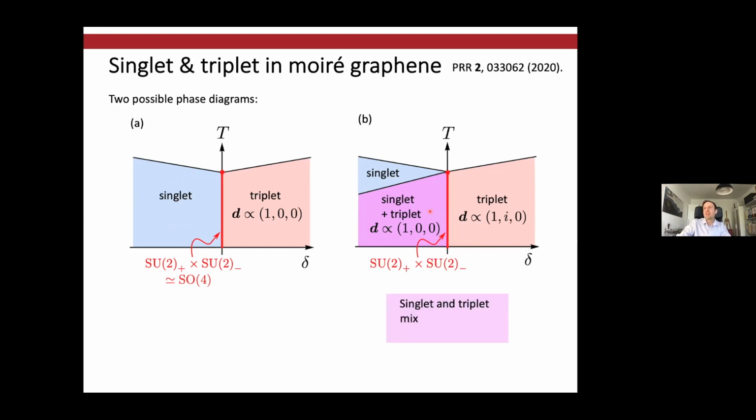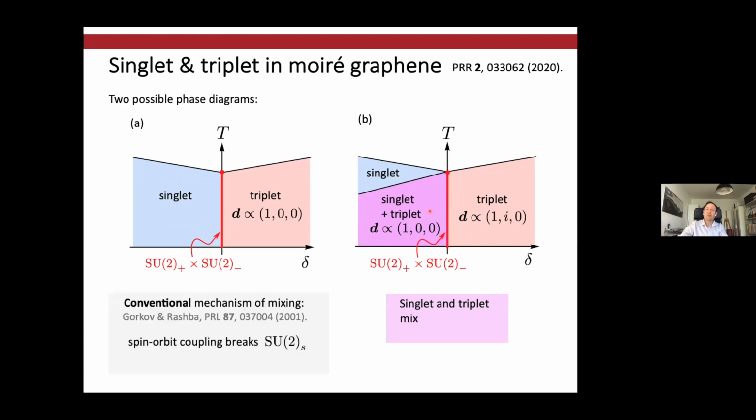And I think it's actually quite an interesting observation that we can get singlet-triplet mixture in such a system, because if you compare with the conventional mechanism based on spin-orbit coupling, which breaks spin rotation symmetry and hence is based on reduced symmetry, here it happens in the absence of spin-orbit coupling and results from the proximity to an enhanced symmetry.